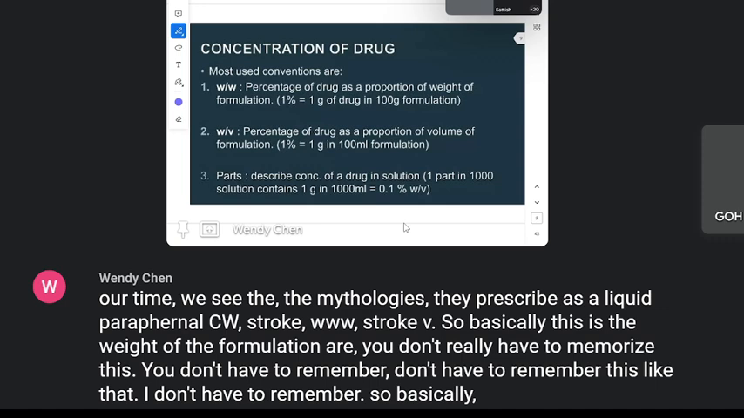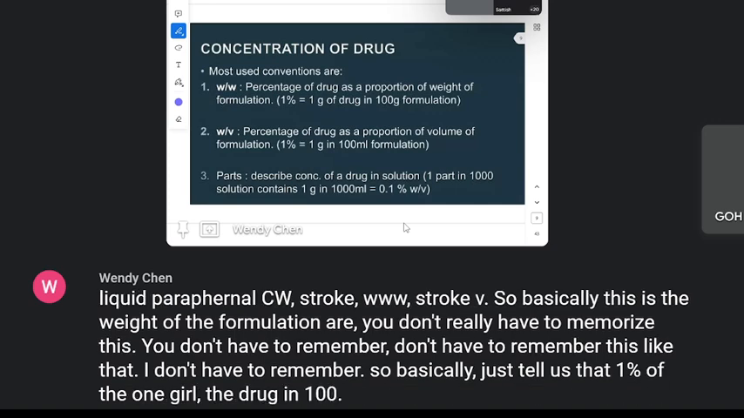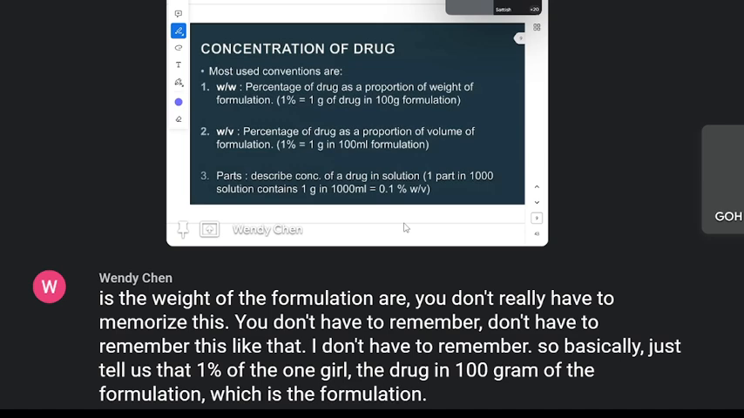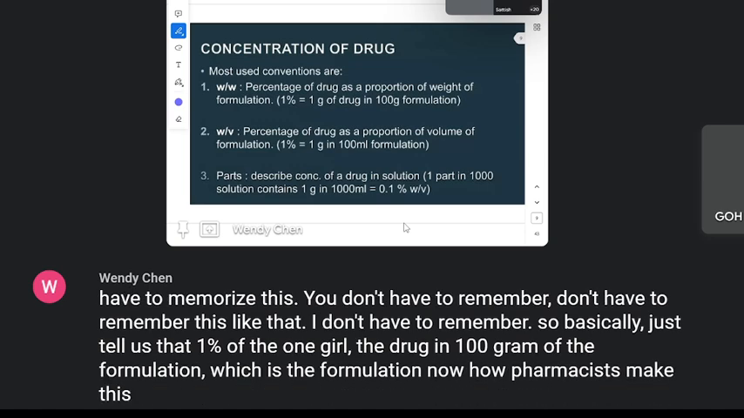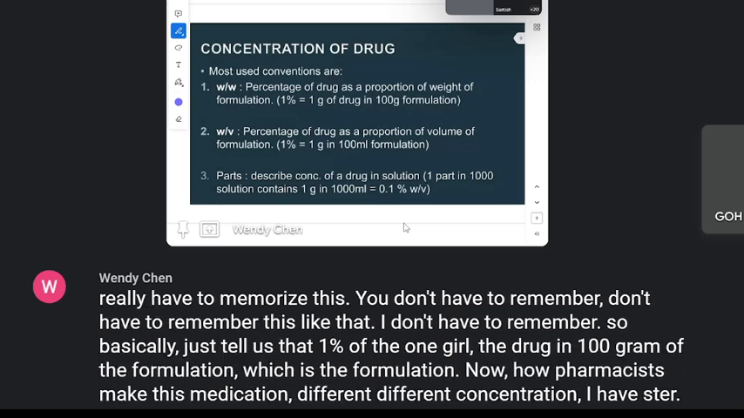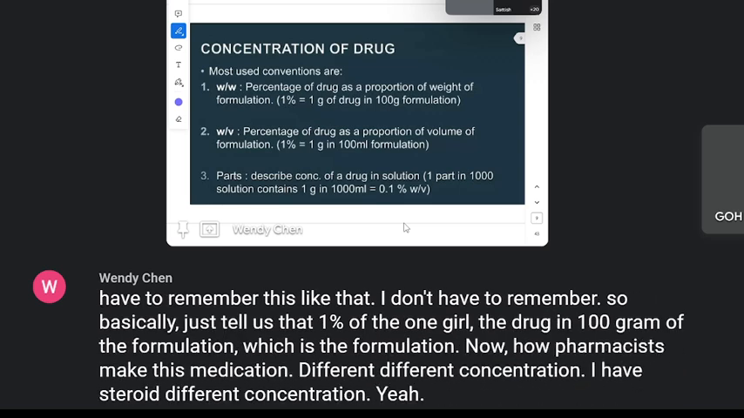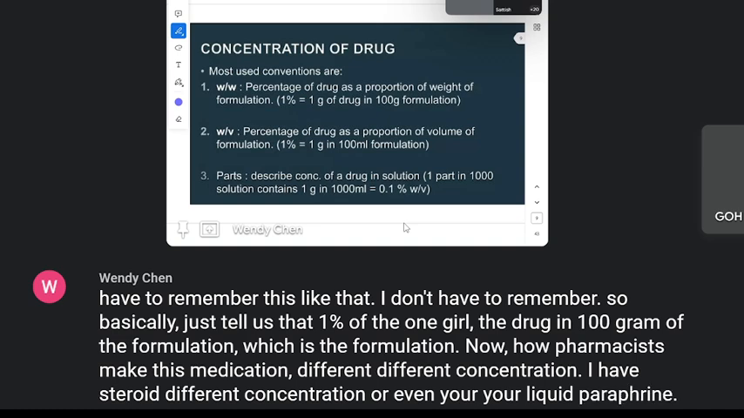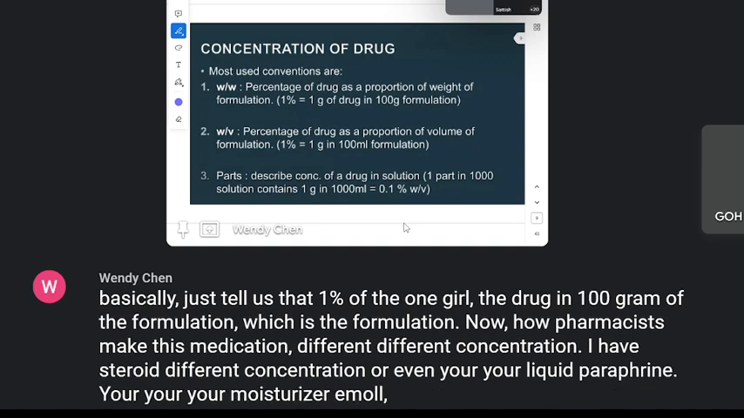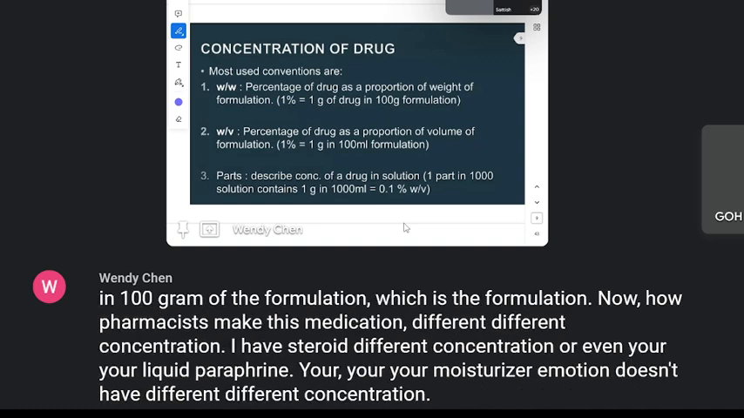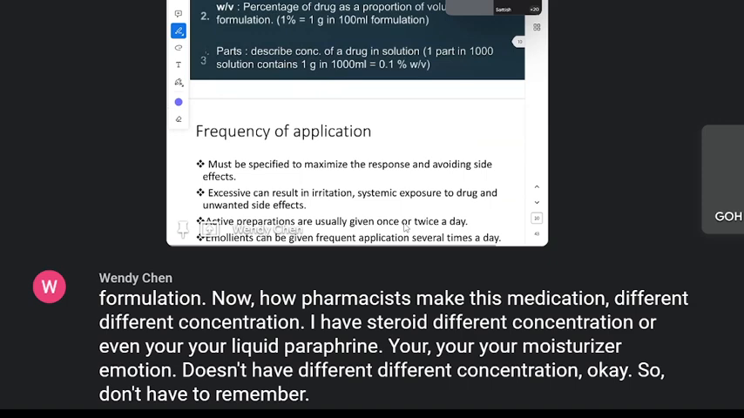So basically it just tells us that 1% means 1 gram of the drug in 100 grams of the formulation. Basically, this is how pharmacists make this medication in different concentrations, like your steroid, or even your liquid paraffin and your moisturizer emollient, which also have different concentrations. Okay, so you don't have to remember this.